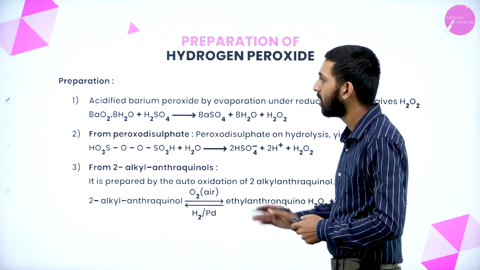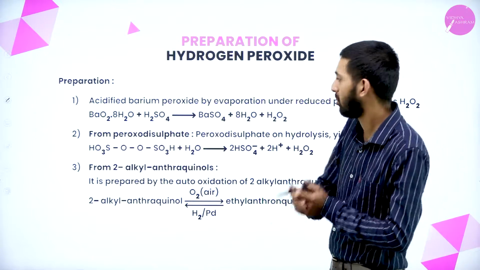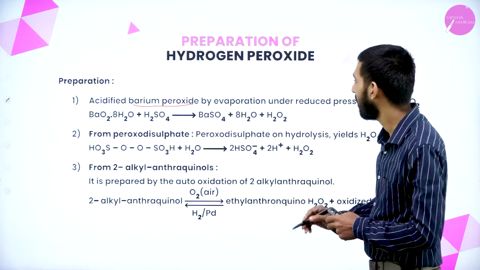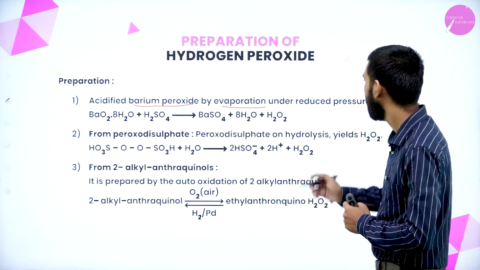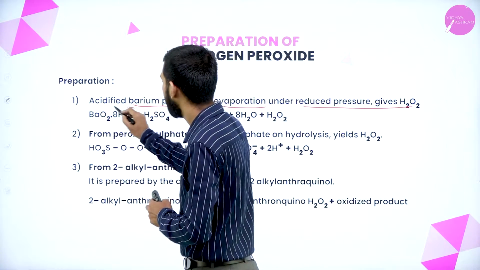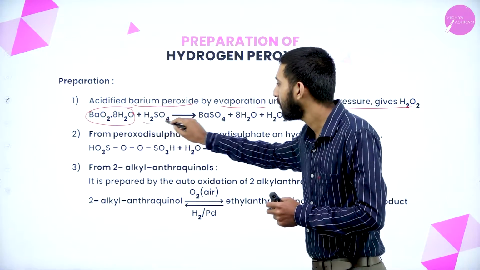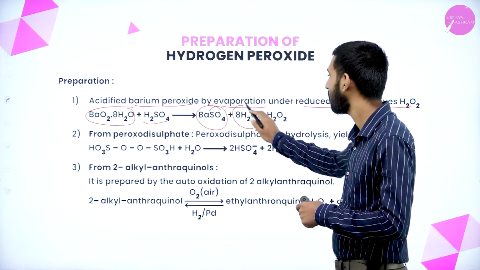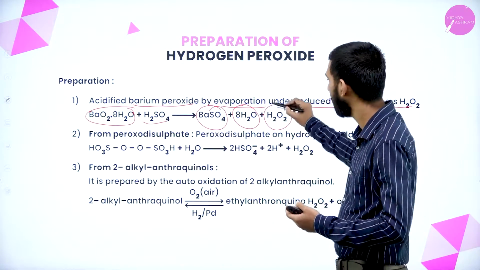Okay, next thing is preparation of hydrogen peroxide. Now let us study the preparation of hydrogen peroxide, how? By acidified barium peroxide. The acidified barium peroxide is vaporized under reduced pressure to give hydrogen peroxide. We take barium peroxide, acidified, and treat it with sulfuric acid. When you treat it with sulfuric acid, we will get barium sulfate, water molecule and hydrogen peroxide.